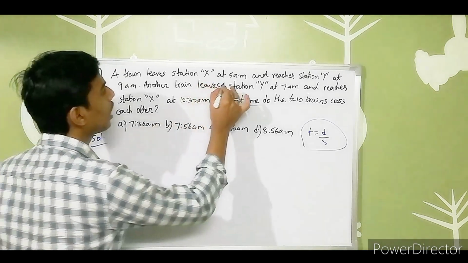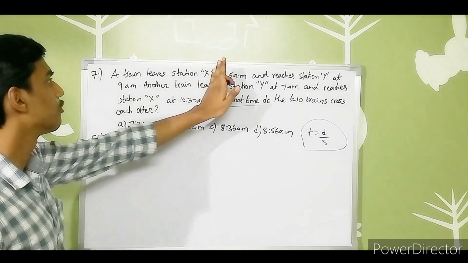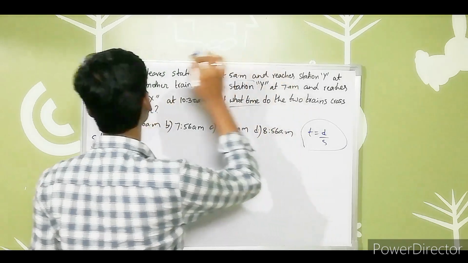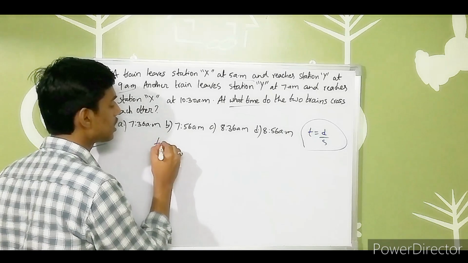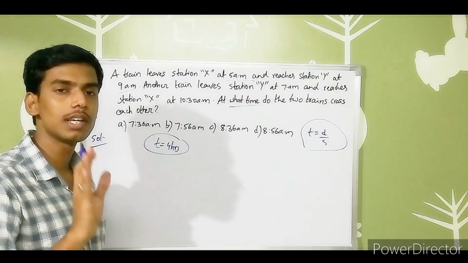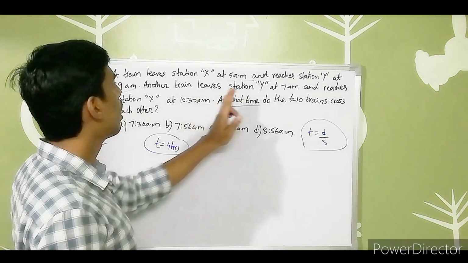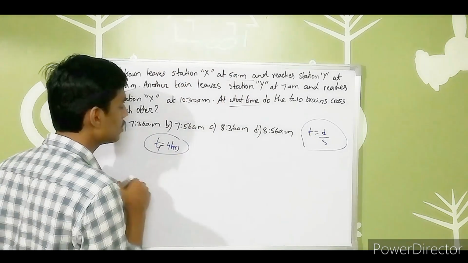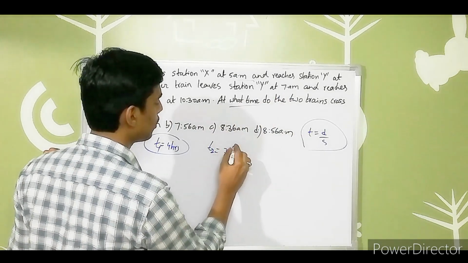So guys, train X goes from station X to station Y. The train starts at 5 am and reaches station Y at 9 am. So the time it takes is 4 hours. That is for train 1, the time is 4 hours. Similarly for train 2, the time is 7 to 10:30, that is 3.5 hours.